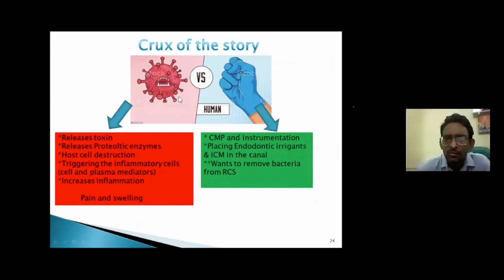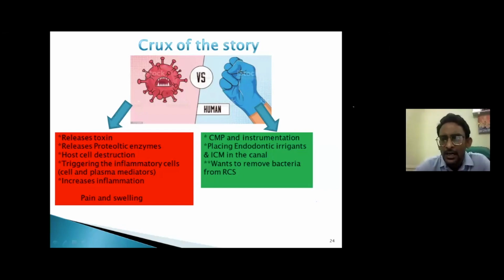Now coming to the crux of the story. But before going into this crux of the story, I would like to ask one question. Suppose you all are staying in your house, right? Some stranger comes one day and tries to throw you out of your house. What will you do? Will you surrender or will you fight back? Or will you retaliate to that force?